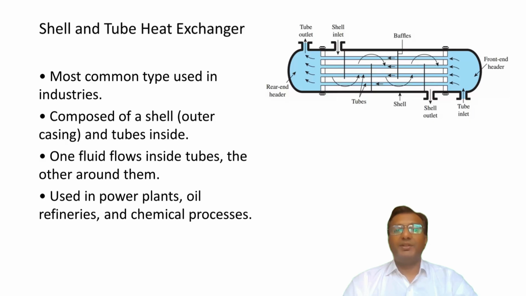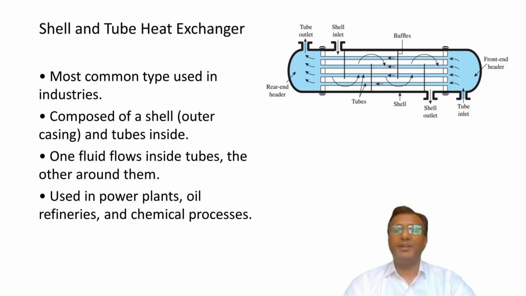Shell and tube heat exchangers are the most common type in industrial applications due to their versatility and robustness. They consist of a large cylindrical shell containing a bundle of tubes. One fluid flows inside the tubes while the other flows around them in the shell, facilitating heat transfer through the tube walls. This design handles high pressures and temperatures, making it ideal for power plants, oil refineries, and chemical processes.